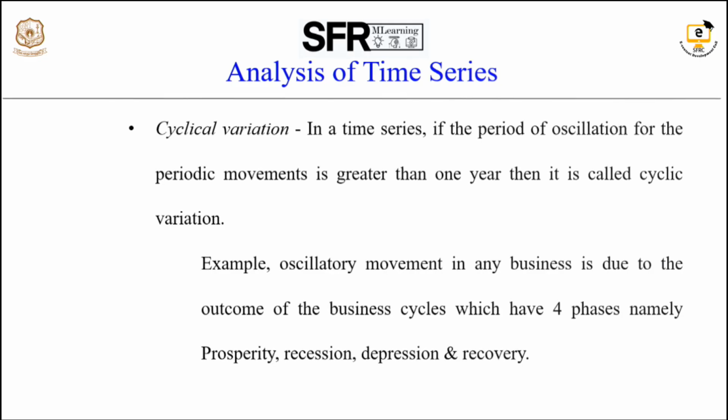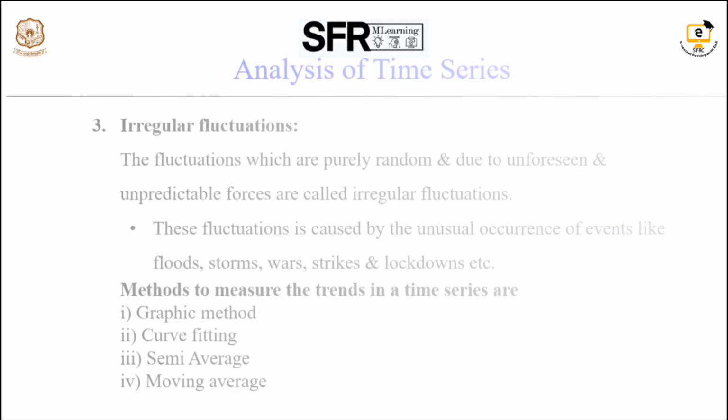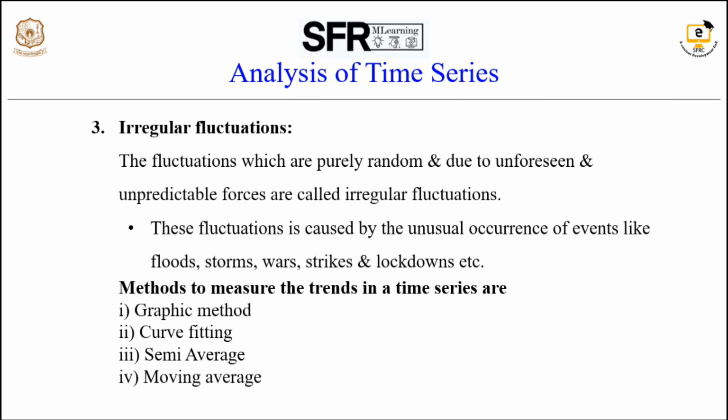And the last one is irregular fluctuations. Fluctuations which are purely random and caused by unpredictable forces are called irregular fluctuations. These fluctuations are caused by the unusual occurrence of events like floods, storms, wars, strikes and lockdowns, etc.